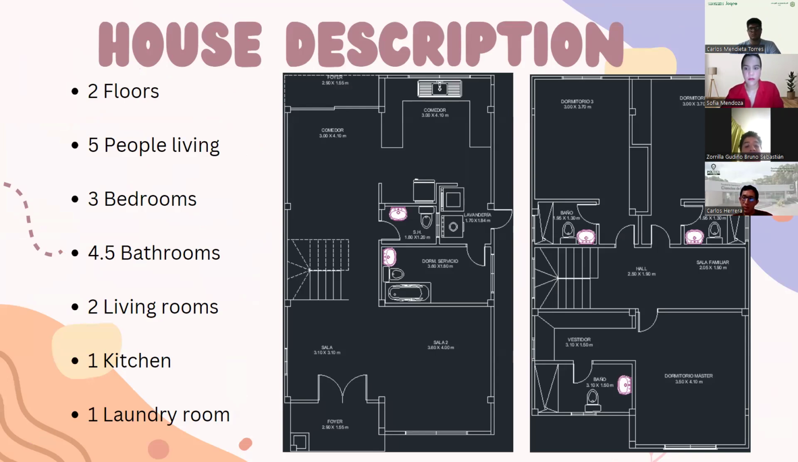First, we need a house description to know how we are going to use the different supplies that we need. This house has 2 floors, 5 people living there, 3 bedrooms, 4.5 bathrooms, 2 living rooms, 1 kitchen, and 1 laundry room.